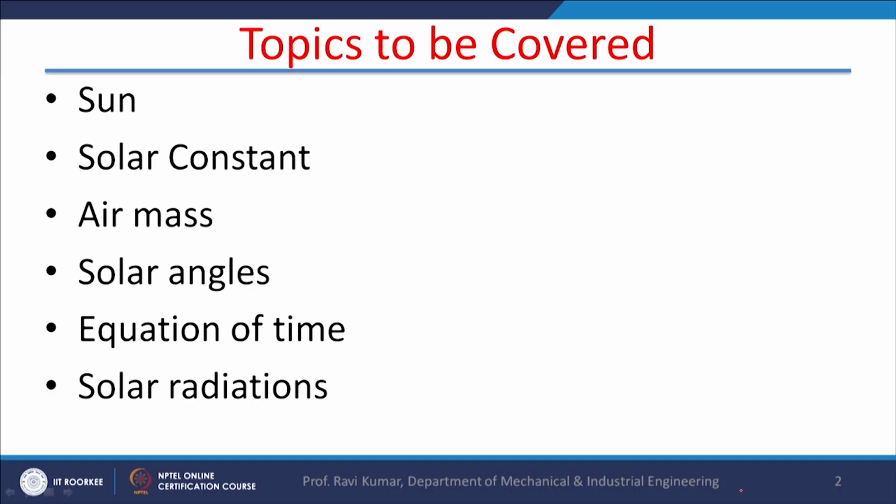Now, before we discuss solar power, I would like to discuss certain facts about solar radiation. The topics to be covered in today's lecture are, first of all, the sun, then solar constant, air mass, solar angles, equation of time, and solar radiations, because this information is required when you design a solar thermal power plant, right? So, first of all, let us know the sun out of which we are getting the power.